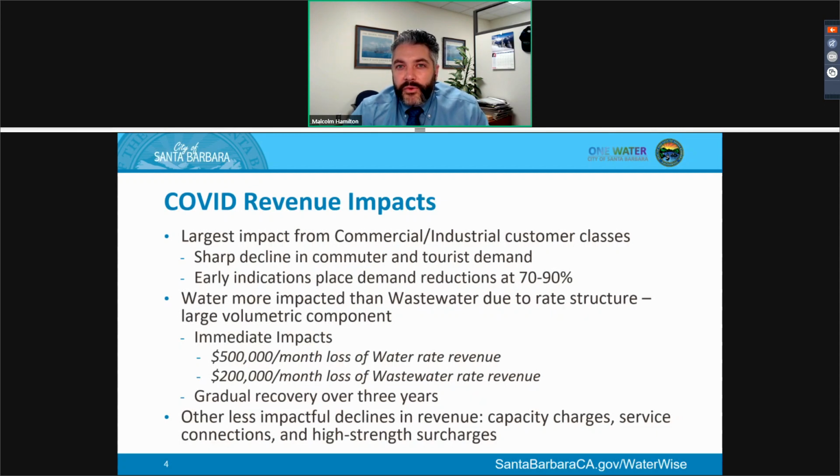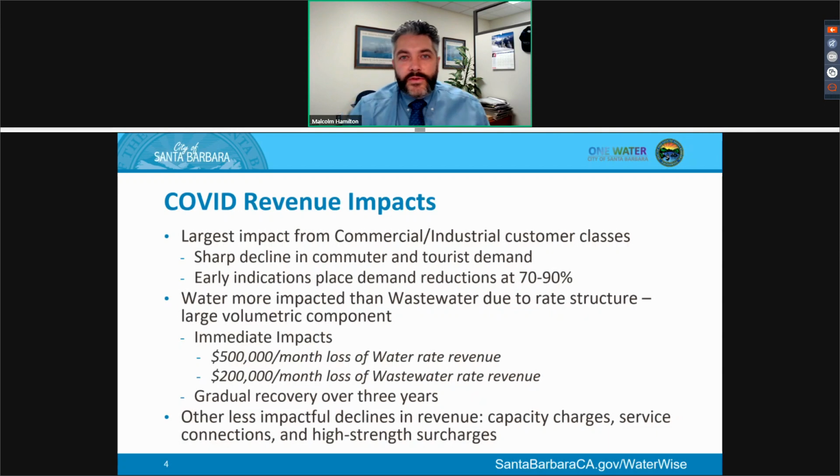We would imagine at some point there will be a downturn or a lag in development, potentially, if the economy reaches that far into the economy. And service connections, as well as high strength surcharges, that's particular to the wastewater fund. But potentially from events not occurring as planned, there would be less portable restroom waste being discharged at the Marburg facility. So there'd be less high strength surcharges received.